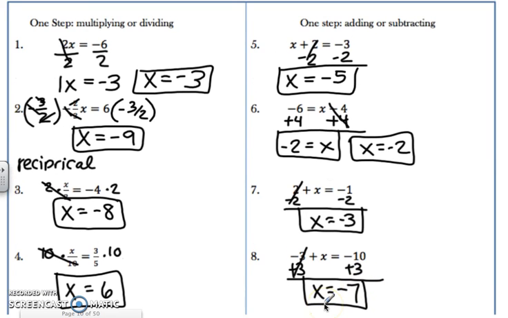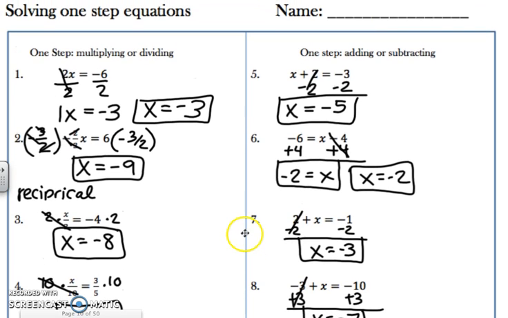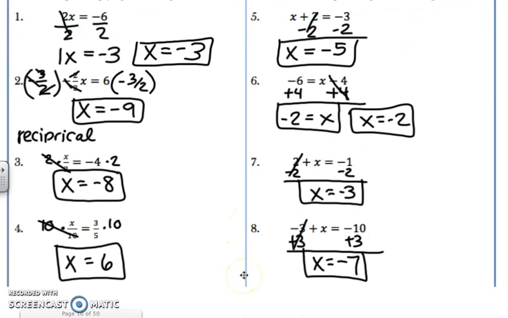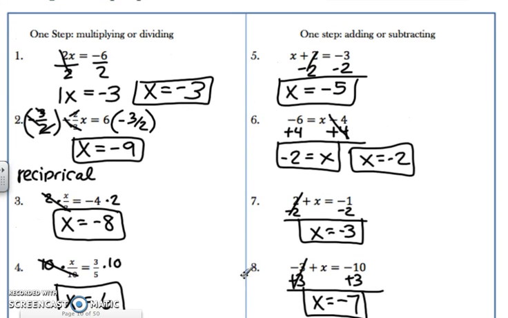So those are one-step equations, solving either by multiplying or dividing and adding or subtracting. If you would like to watch part 2, which is two-step equations, you are going to need to stop this video and watch the next video on Canvas.